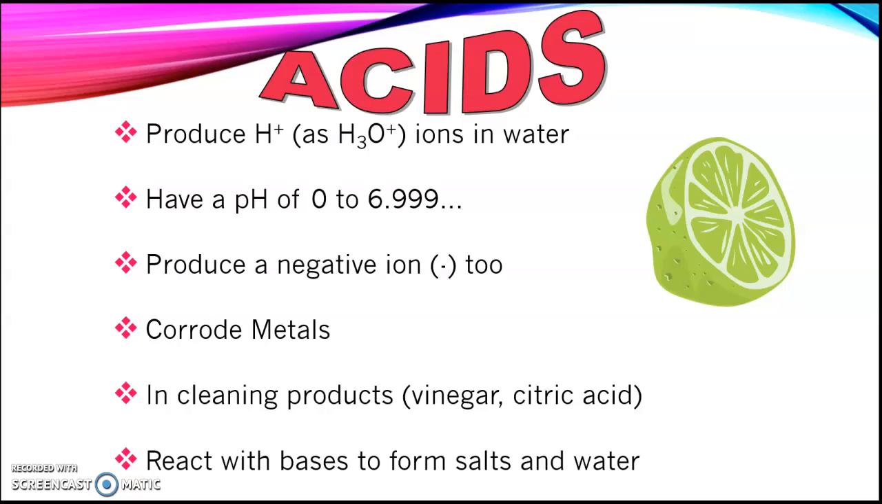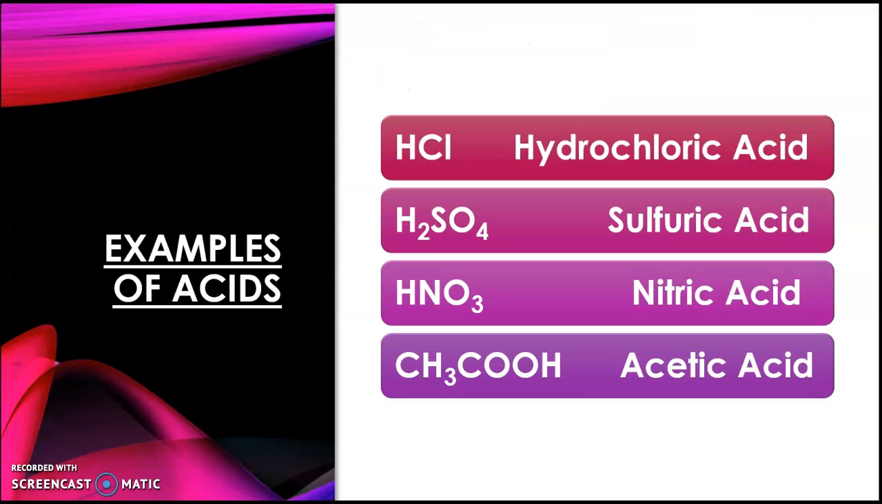When in a solution, acids not only produce a cation of hydrogen, they also produce an anion too. Acids have the ability to break down certain metals and are in a few cleaning products. Some common acids are hydrochloric acid, which is stomach acid, sulfuric acid, which is battery acid, nitric acid, and acetic acid, more commonly known as vinegar.